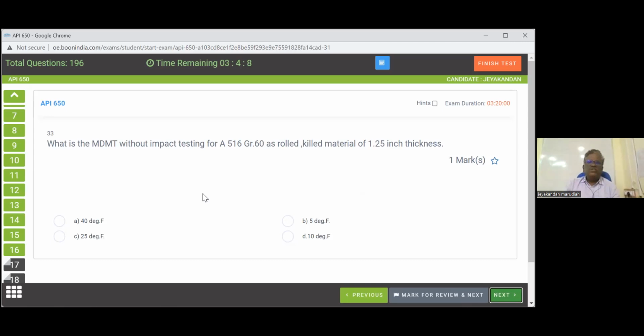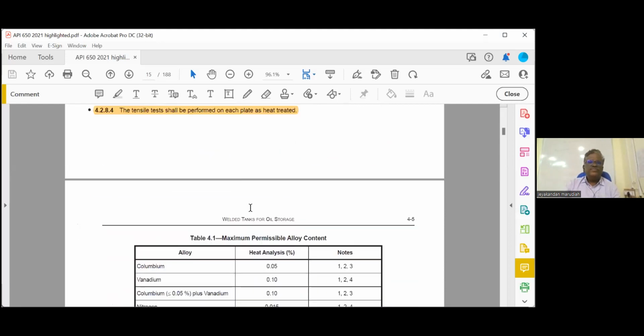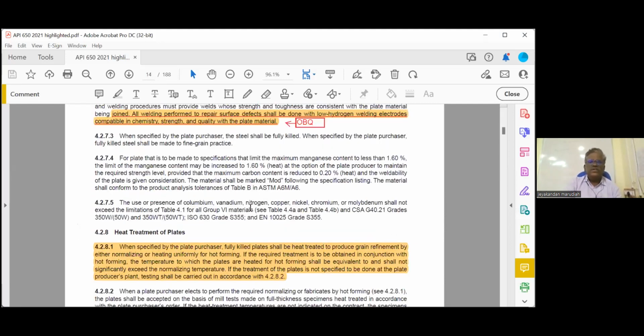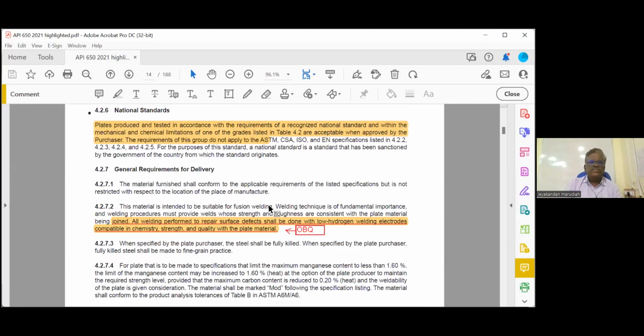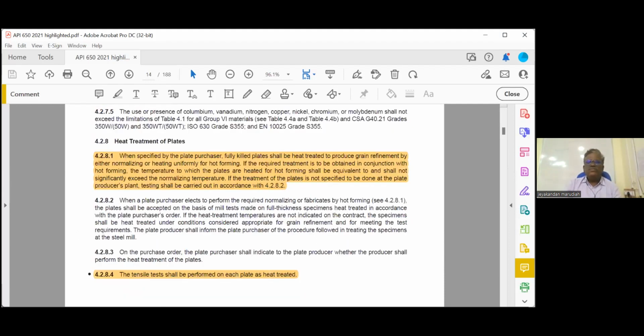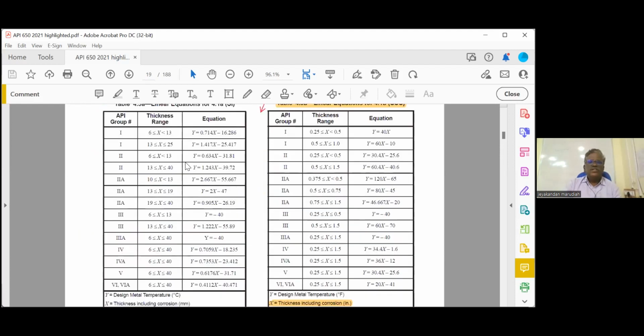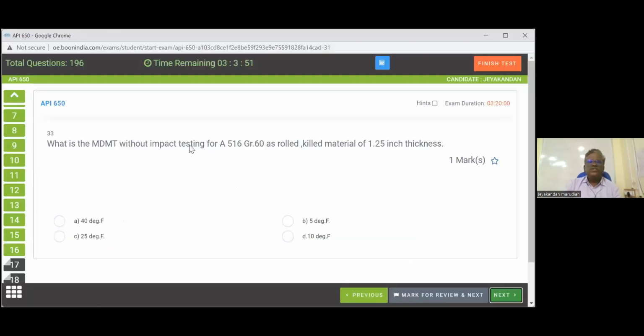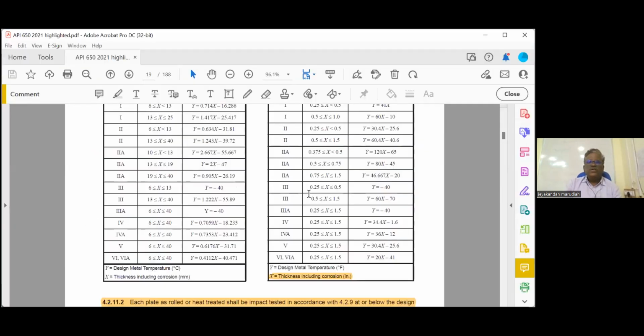So what is the formula? It is 1.25. Or you can refer to the graph. So this is group 3. So this is the equation you have to follow. What is the thickness? 1.25 inch. So group 3, 1.25 inch, 60x minus 70. It is the formula you have to use. 60 multiplied by 1.25 minus 70. 5, sir, answer. Okay.